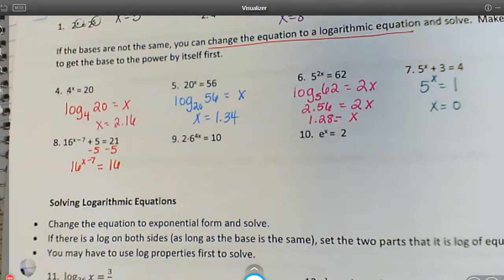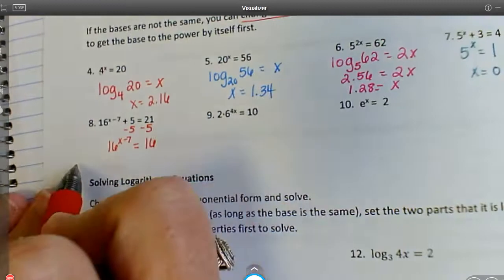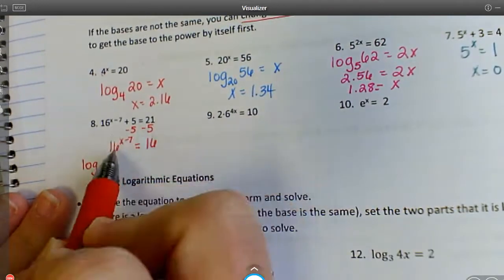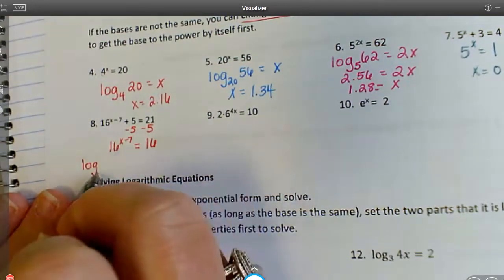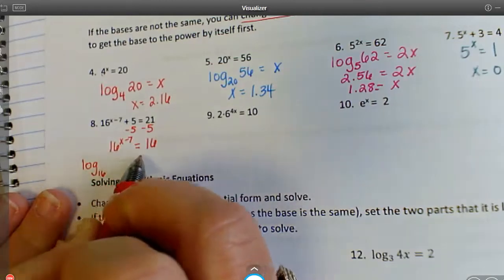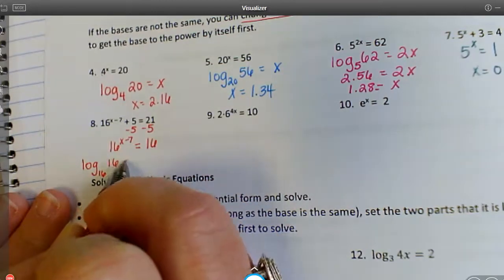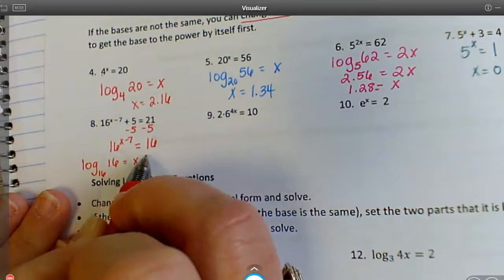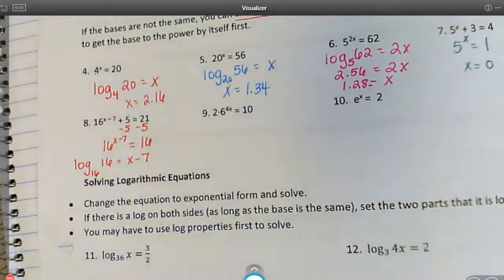Now, there's a couple ways that you can solve this. We can do it the same way we just talked about, and rewrite it in log form. Okay, let's do that first. So we would have log, always start with your base, go around to the answer, equals the power. Log base 16 of 16 equals x minus 7.